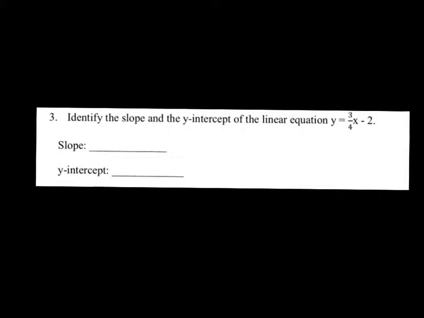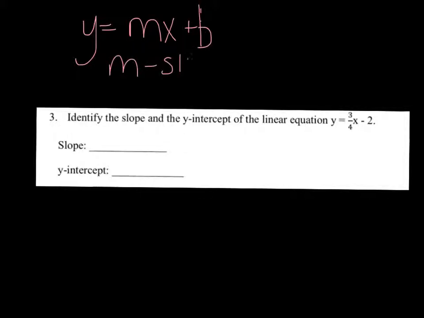Here's question 3. Identify the slope and y-intercept of the linear equation y equals 3/4 x minus 2. So the first thing that you have to realize is that when we talk about slope-intercept form, we're talking about y equals mx plus b, where m is your slope and b is your y-intercept.